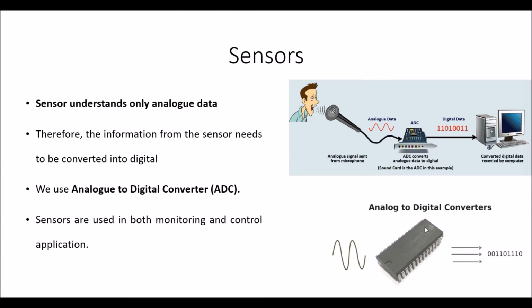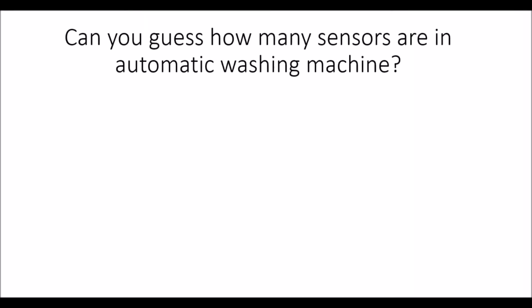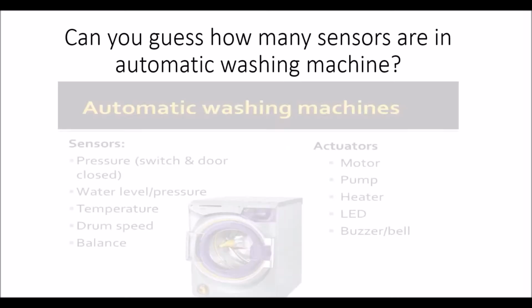This is what we call an IC, integrated circuit, analog to digital converter, ADC. Now, can you guess how many sensors are in an automatic washing machine? Yeah, there are a lot. There are lots, a lot.